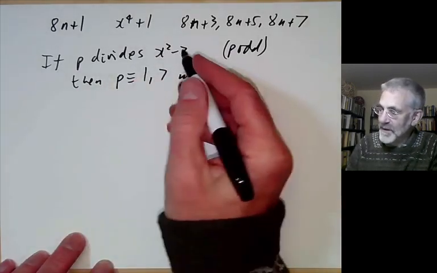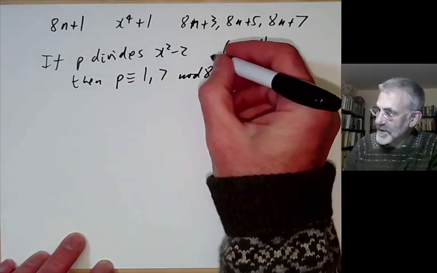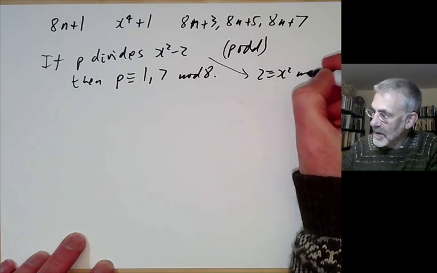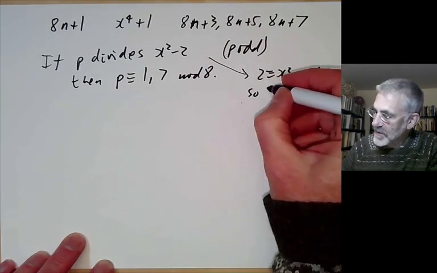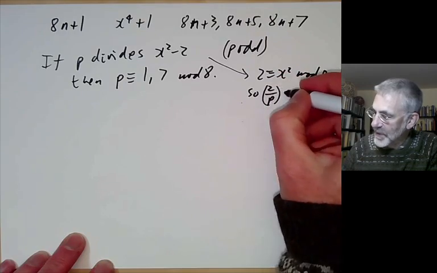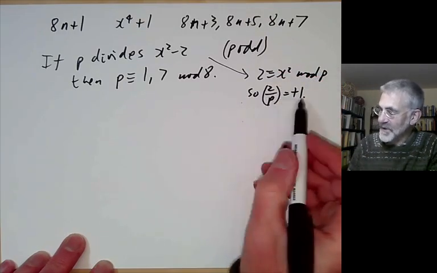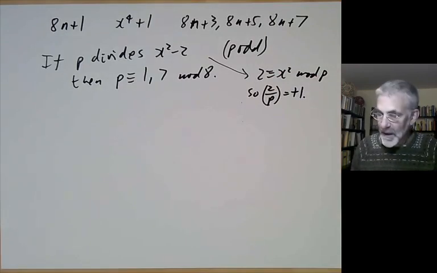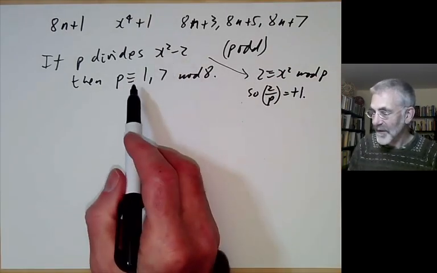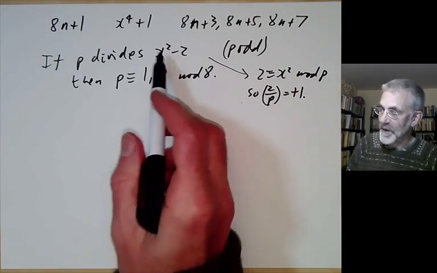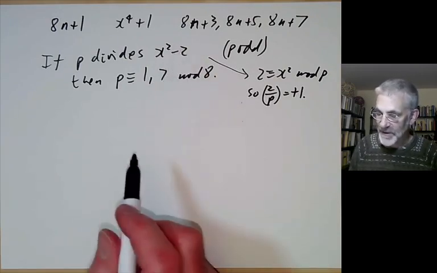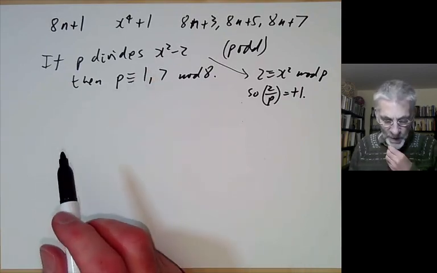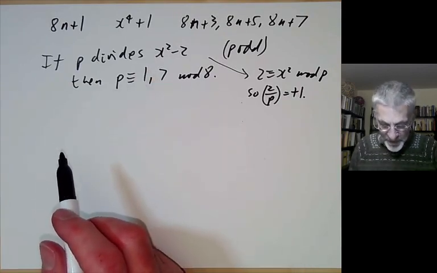And that's because if p divides x squared minus 2, this implies 2 is congruent to x squared mod p, so 2 is a quadratic residue of p. And we've seen that occurs exactly when p is 1 or 7 mod 8. So that means we can find primes that are 1 or 7 mod 8 by factoring x squared minus 2. And the question is, how do we get rid of the ones that are 1 mod 8? Well, that's not very difficult.